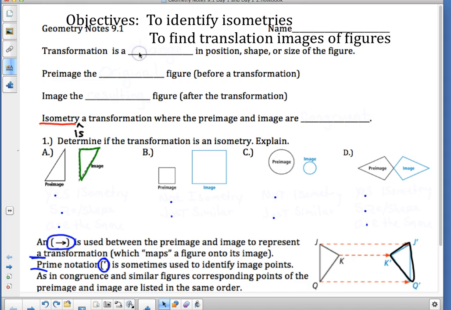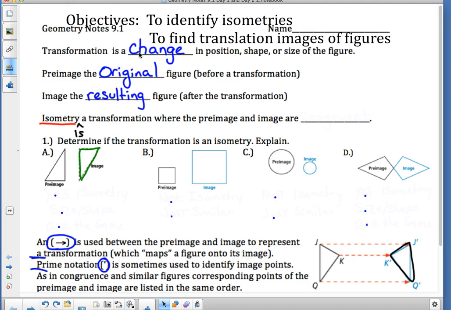A transformation is a change in position, shape, or size of a figure. Pre-image is the original figure before the transformation takes place, okay? Your pre-AP, you take a course before the AP course because you're getting ready for it. Your pre-calc, because you're taking a course before you take calc. Well, these are pre-images. It's the image before our transformation occurs and puts our image in its final resting place.